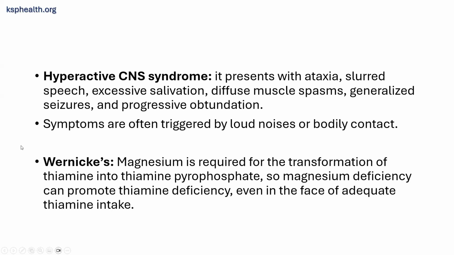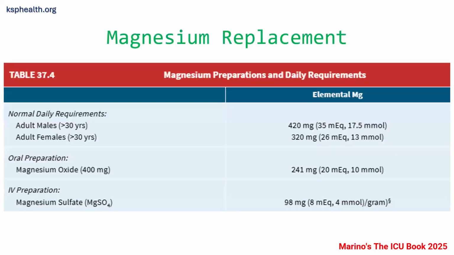Wernicke's is often seen in patients with alcohol abuse disorders. Magnesium is required for the transformation of thiamine into thiamine pyrophosphate. So magnesium deficiency can promote thiamine deficiency even in the face of adequate thiamine intake. So checking magnesium level is very important in alcohol abuse patients.